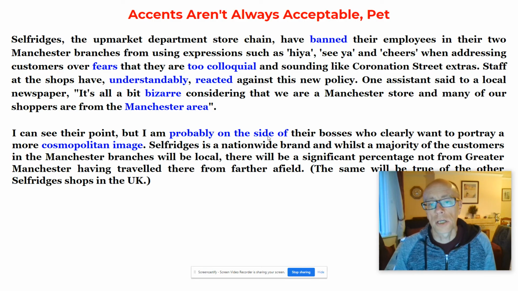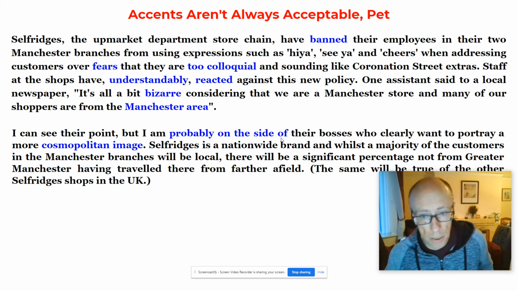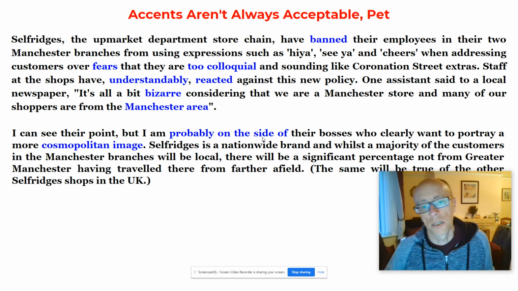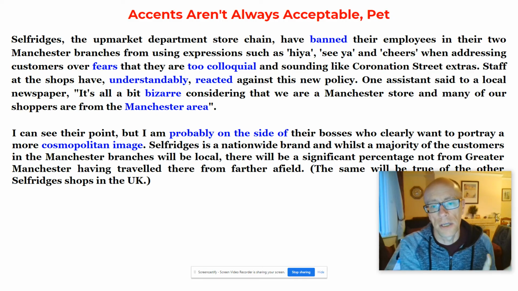But look at this collocation here, on the side of. So here is a writer who is coming down on one side and is basically supporting the bosses at Selfridges. So on the side of is a collocation from the semantic field of sporting rivalry, and it reinforces this idea that language is often seen as something that's an either or, that it's like two ends of a continuum. You're either over here or you're over there.